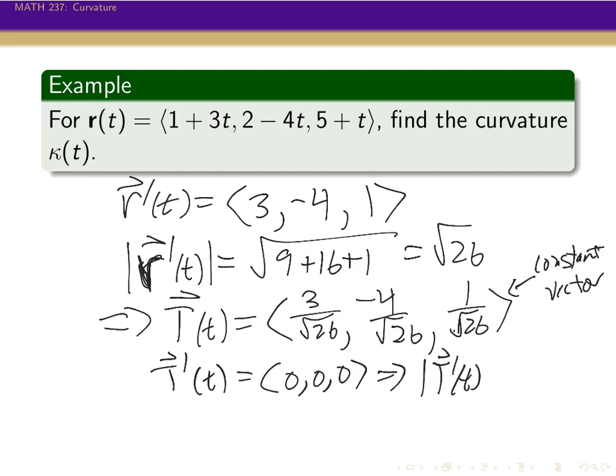So the magnitude of T prime is 0, and so this means that kappa has to equal 0 everywhere. So traveling along a line, curvature is always equal to 0. You're not curving at all.